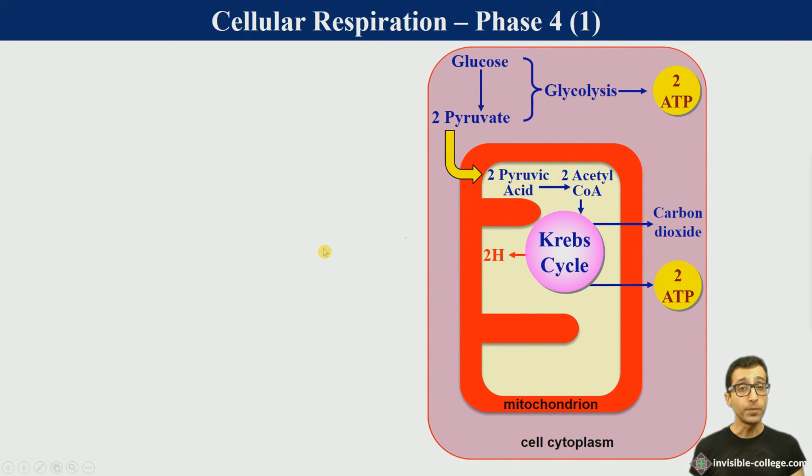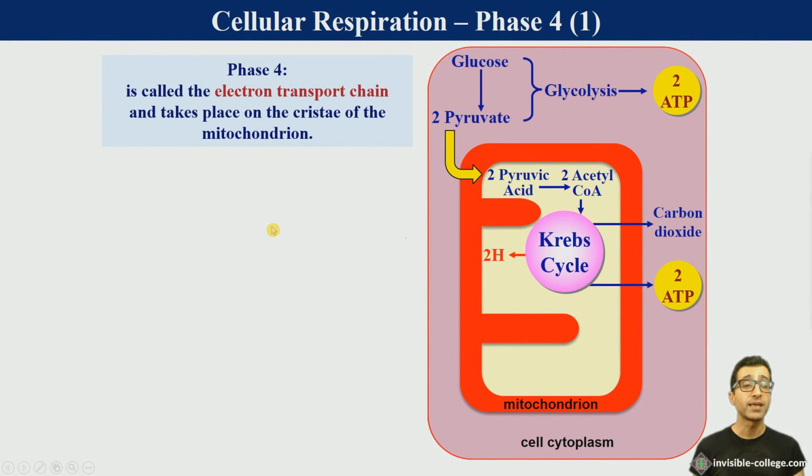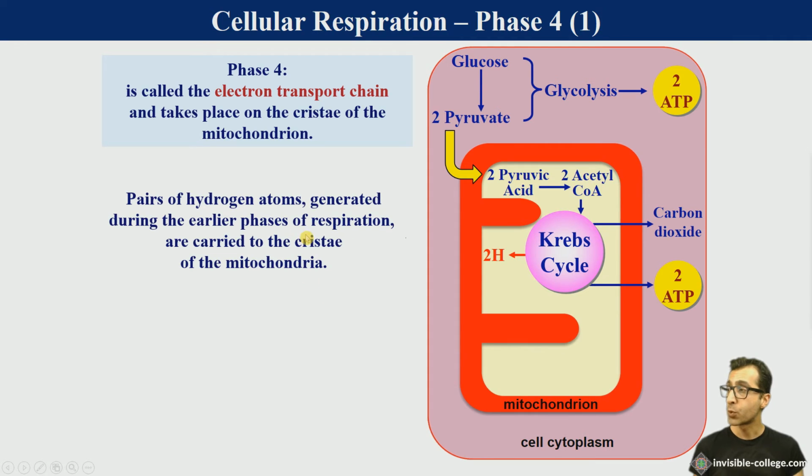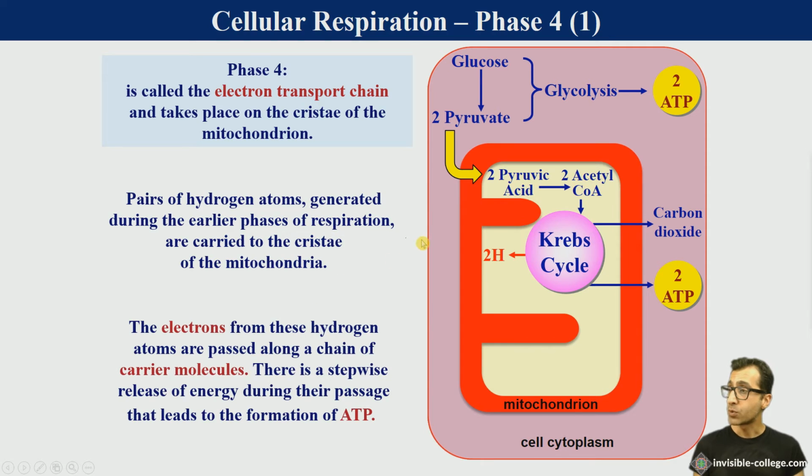So phase 4 is called the electron transport chain, and this takes place on the cristae, these infoldings of the inner mitochondrial membrane. So in this phase we have pairs of hydrogen atoms which were generated during the earlier phases of respiration, and these are carried to these cristae. So the electrons from these hydrogen atoms are then passed along a chain of carrier molecules, and these carrier molecules themselves are part of the inner mitochondrial membrane along these cristae.